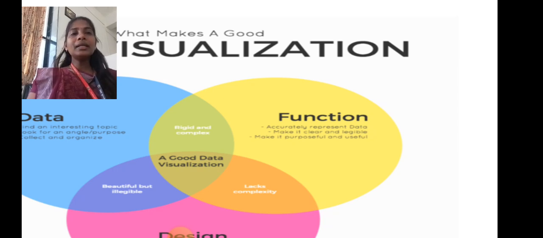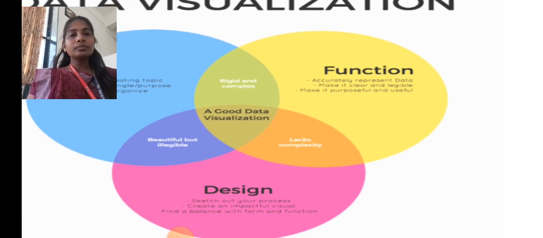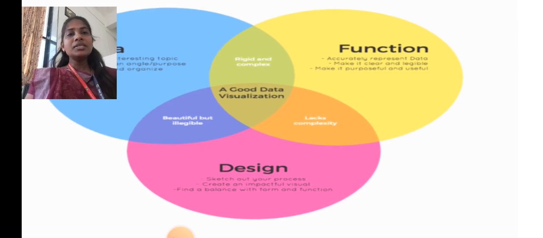Then make it colorful and legible. Whenever we portray the data on the output screen, it should be presented in a very colorful manner, so that people can easily understand the data. Next is the purpose: it is very useful to easily understand how the data is transformed from one position to another. Then the third one is the design option.